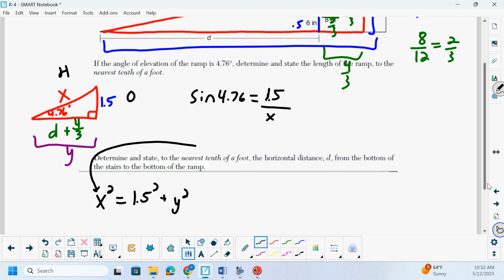Once you find y, though, you'll have to subtract the 4/3, and that'll give you what d is. Make sure when you do the x in the second part of the question, you keep it out all the way. Don't use your rounded answer. And that's how you would go about finishing this question.